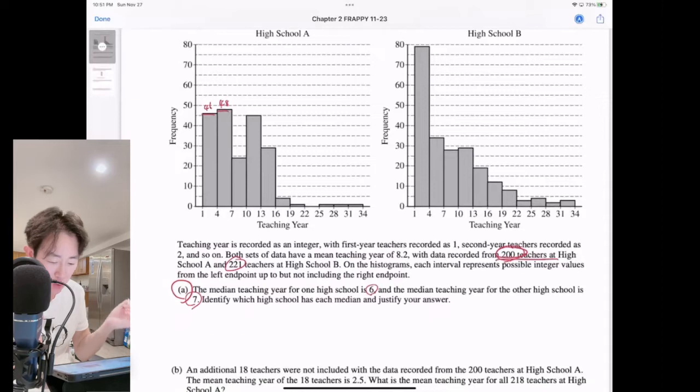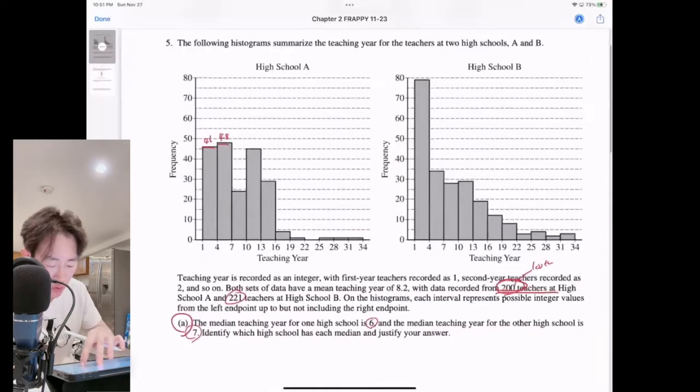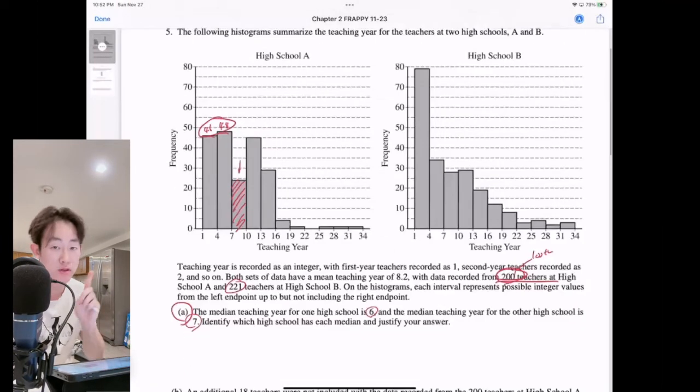200 teachers at high school A, we want to find out the 100th number because that's going to cut this 200 data sets into half. And so even if I were to add these two numbers, you're still short. So your median will most likely fall under here between 7 to 10.